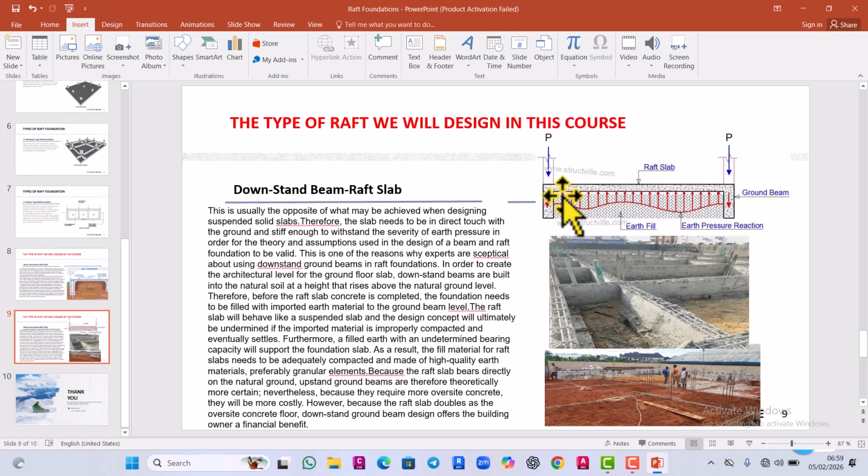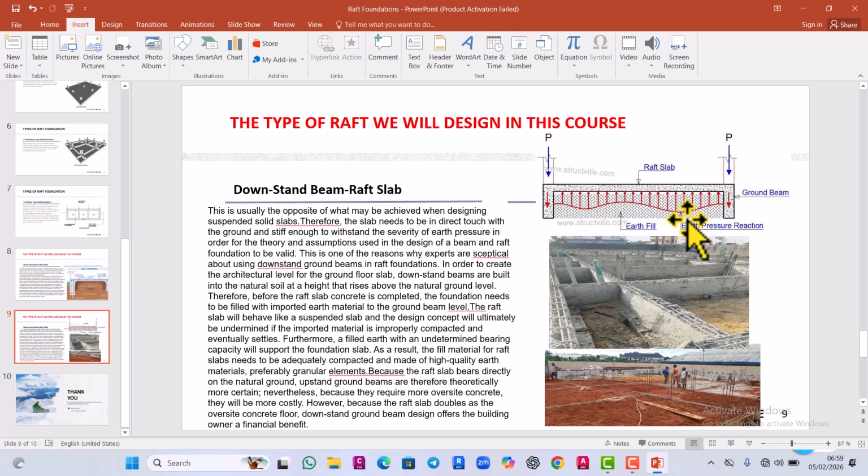Alright, so in that case, how we are going to model that is that when we come to our plotter, we have to model the beam. You model the beams, then you place your slab at the foundation. So the software will automatically understand that what we are trying to model is a downstand raft.